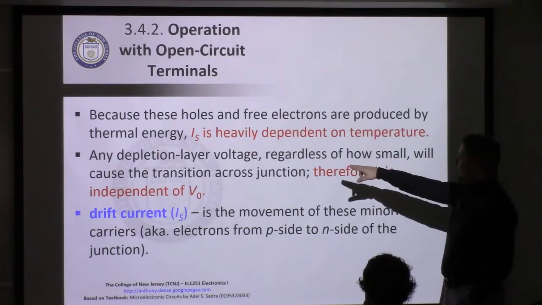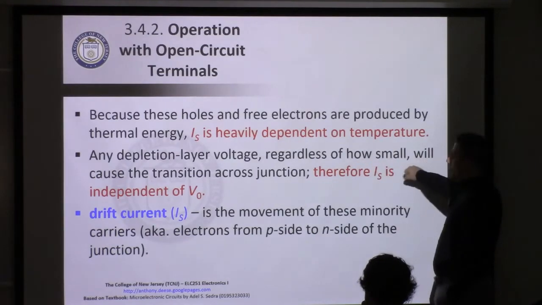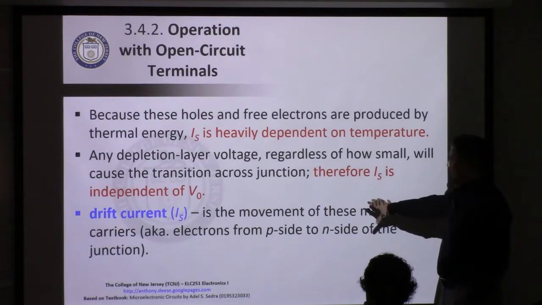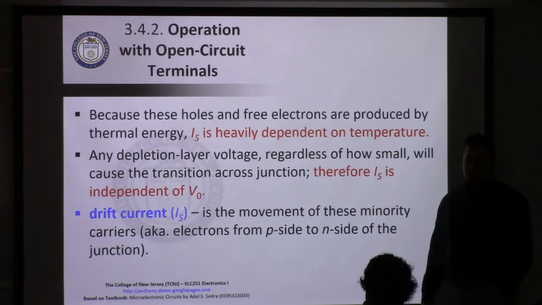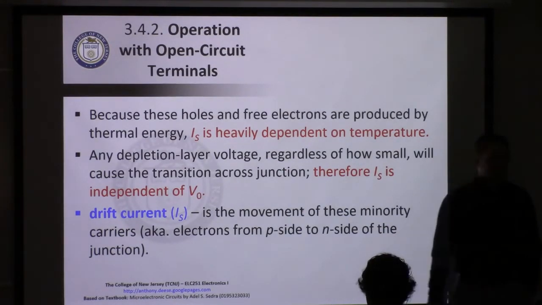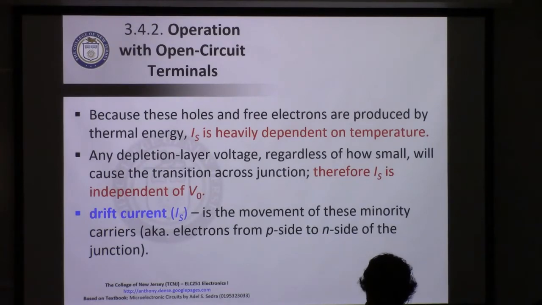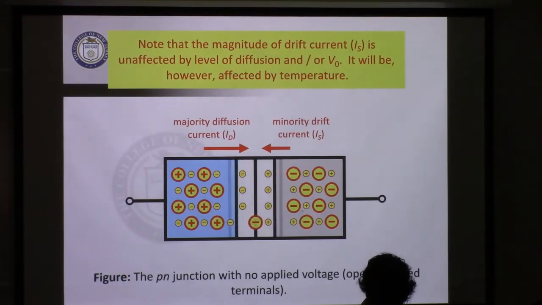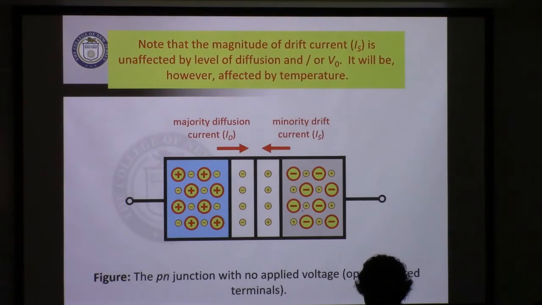So again, any depletion layer voltage, regardless of how small, will cause the minority charge carriers to be swept over to the other side, and this is the main mechanism that causes our drift current flowing from right to left. And here is a similar figure, we've seen that already a couple times before.